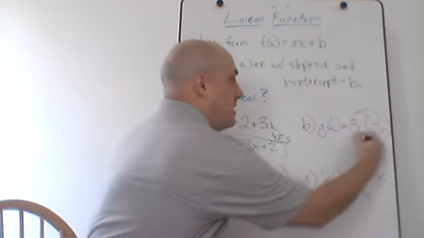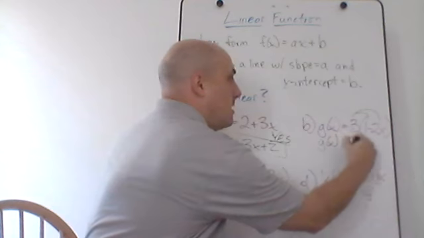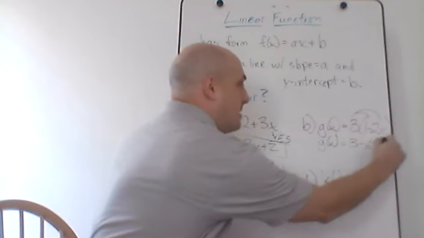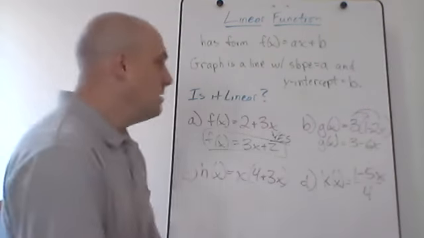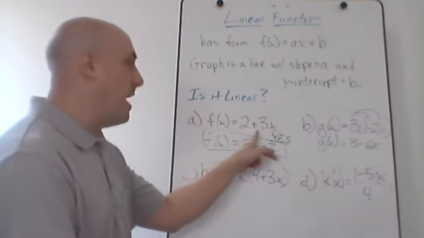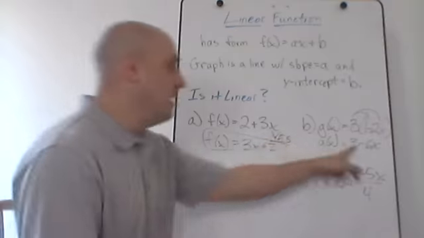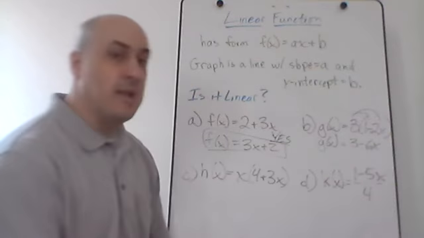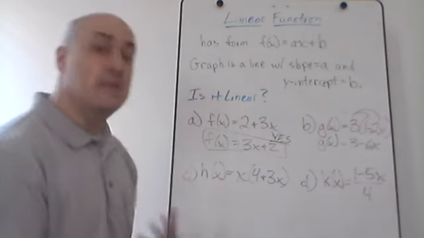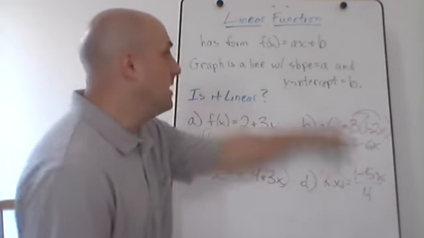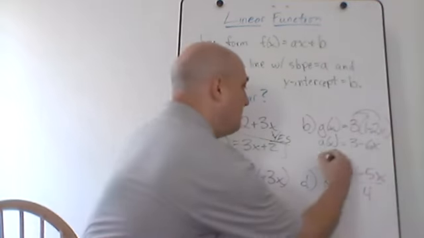All right, so that gives me g of x equals 3 minus 6x, right? So now it's kind of similar to the first one we had, where we do have a constant, right? We have a 3, and we also have a term that has an x to the first power. So this is going to be a linear function, right?